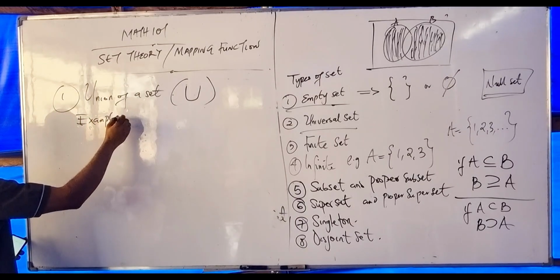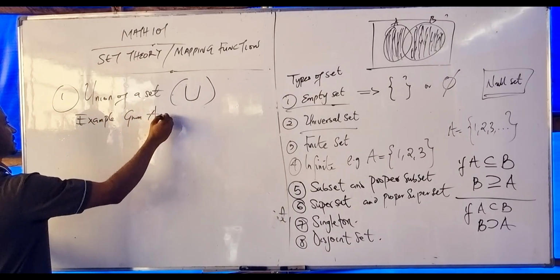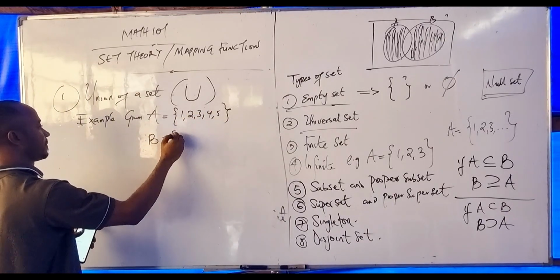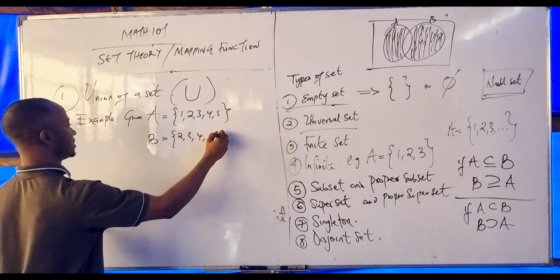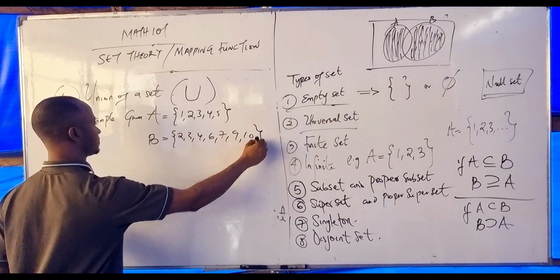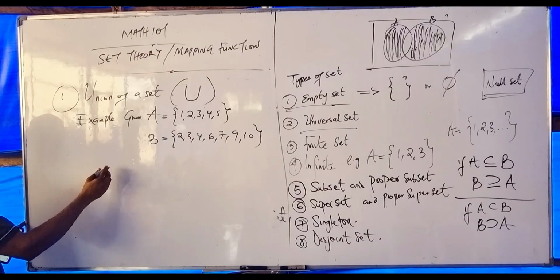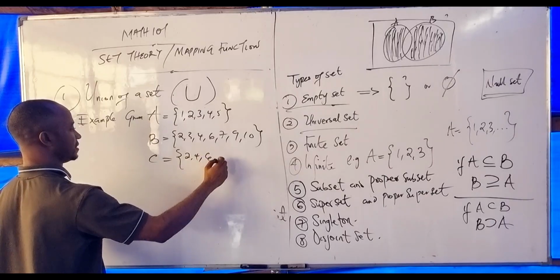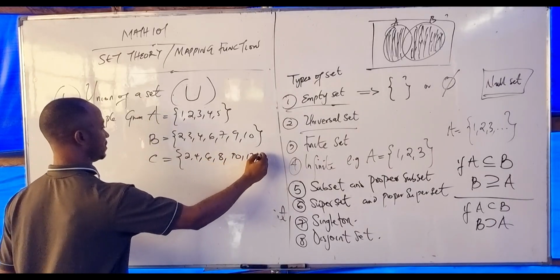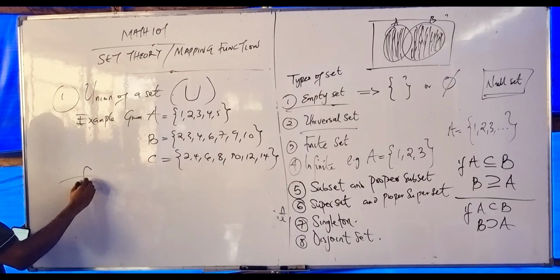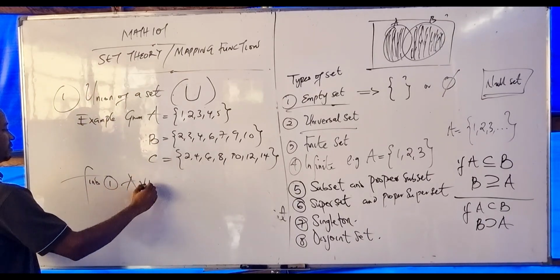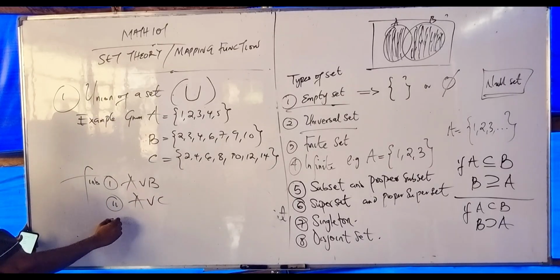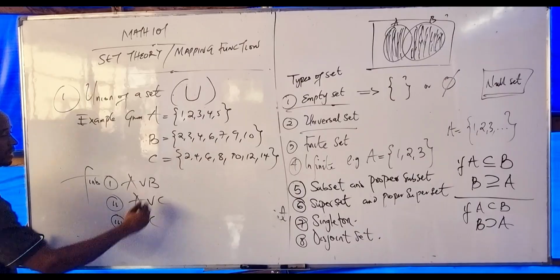Example: if we are given that set A is 1, 2, 3, 4, and 5, and set B is 2, 3, 4, 6, 7, 9, and 10, and we also have another set C, a set of even numbers 8, 10, 12, and 14. Let me stop here. We also find the following. Number 1, find A union B. Number 2, find A union C. Number 3, find B union C.